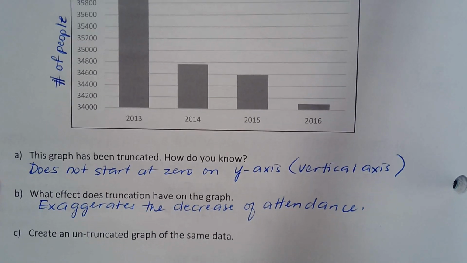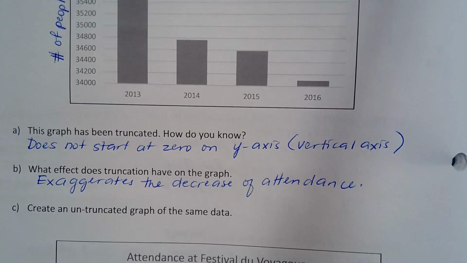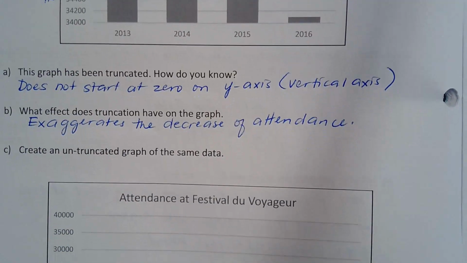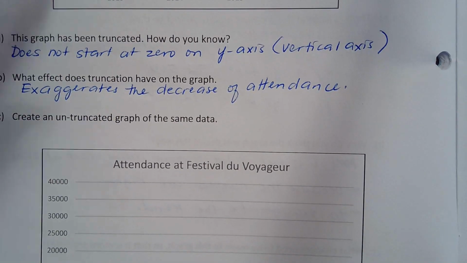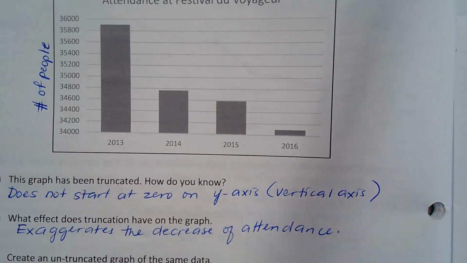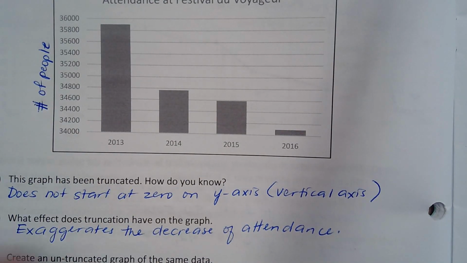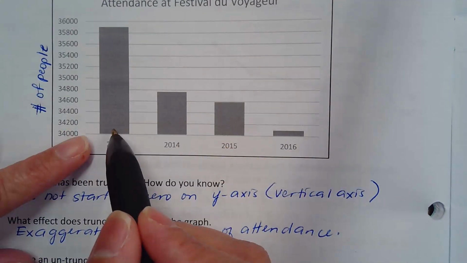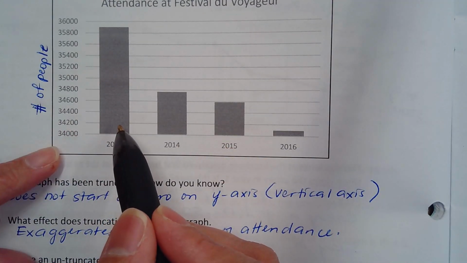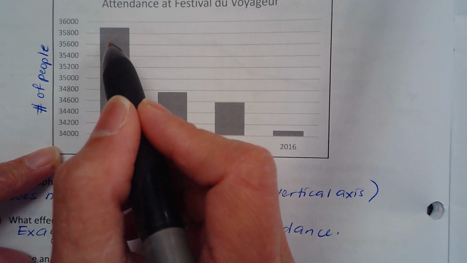Okay, letter C. Create an untruncated graph of the same data. So before we create our new graph, in 2013, how many are in attendance?